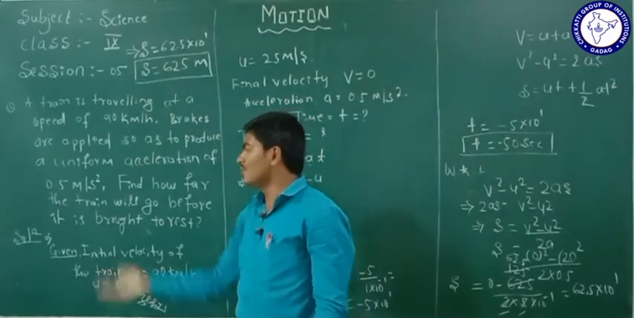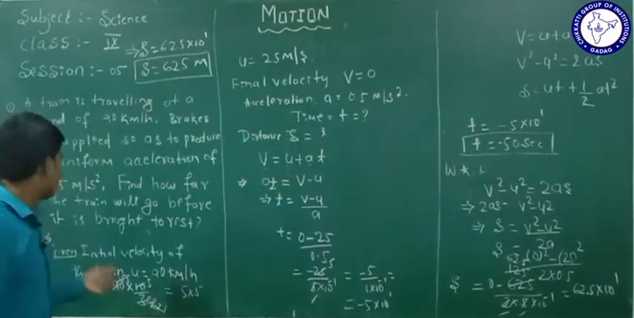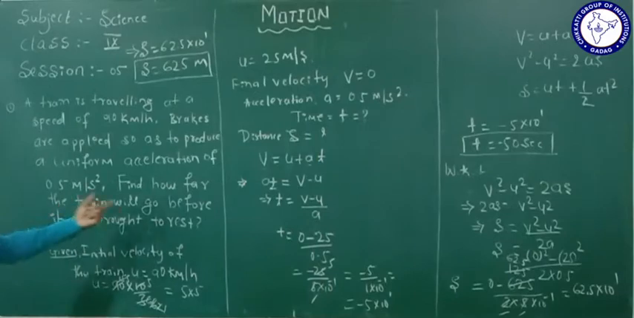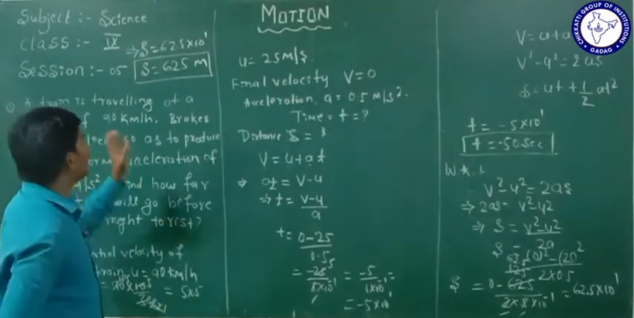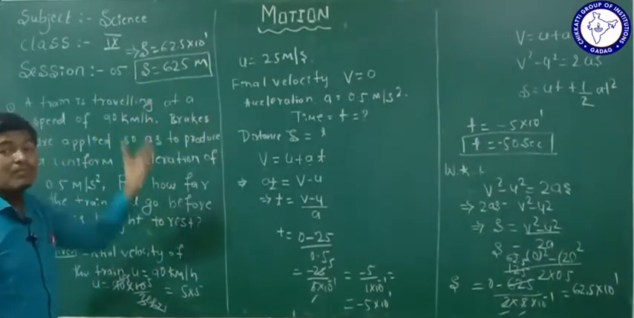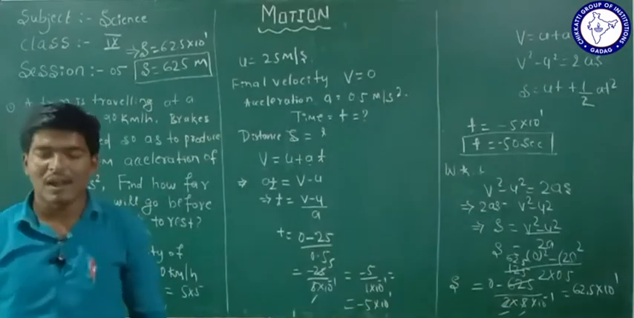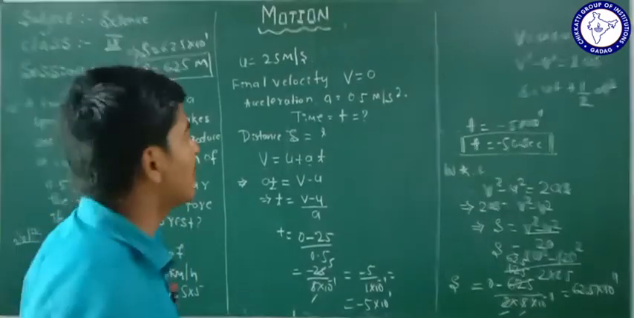I hope you understood. What they ask actually here is to find how far the train will go before it is brought to rest. So the train will go about 625 meter before it comes to rest. So I am considering another example here.